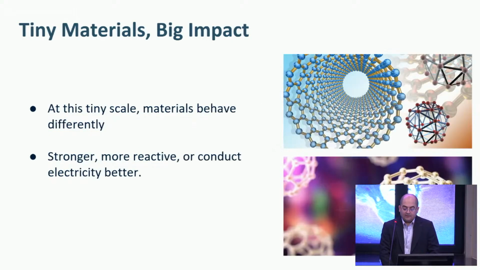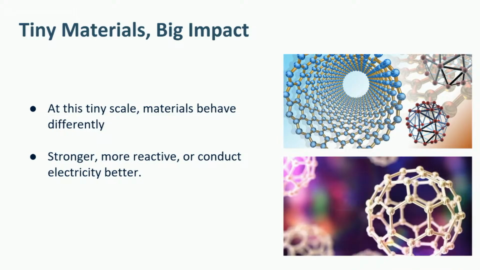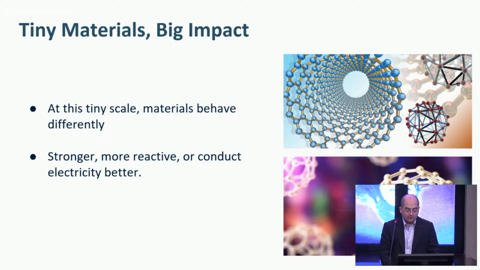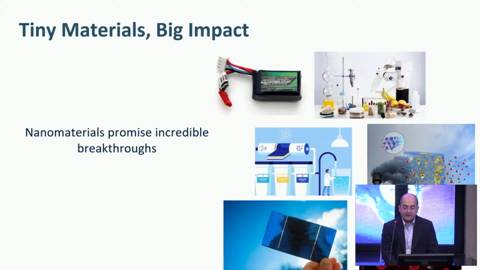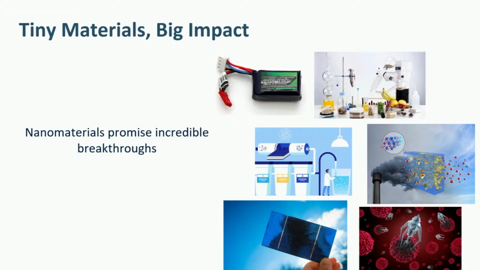At that tiny scale, nanomaterials express different characteristics and behave differently. They can become stronger, more reactive, or even conduct electricity better. Therefore, nanomaterials are revolutionizing everything around us, from medicine to energy and materials. They are used in food, in packaging, clothing, filtration systems, among others.